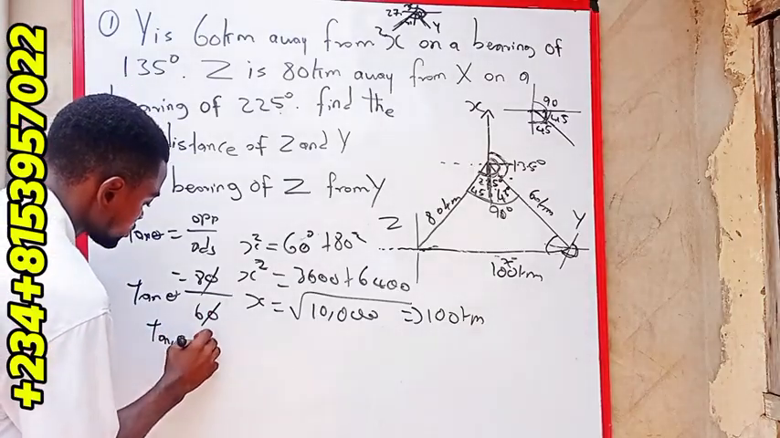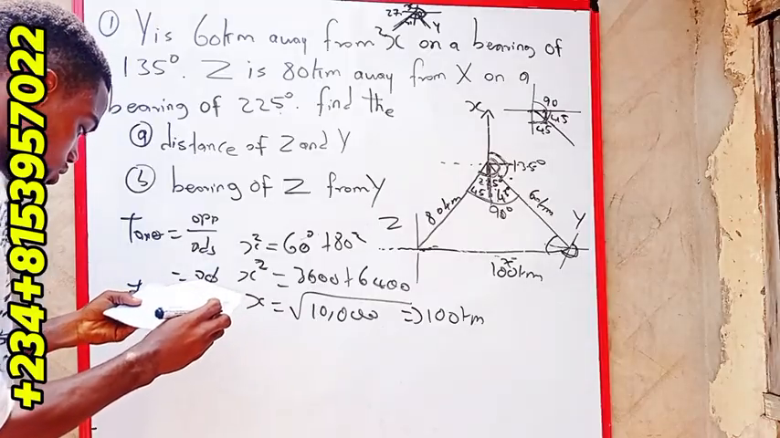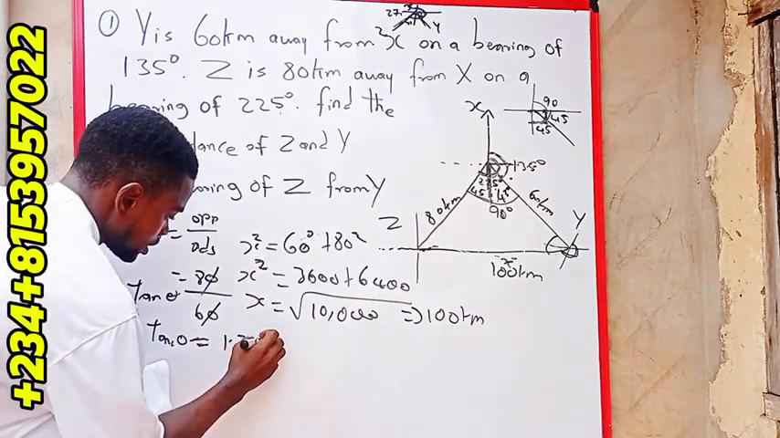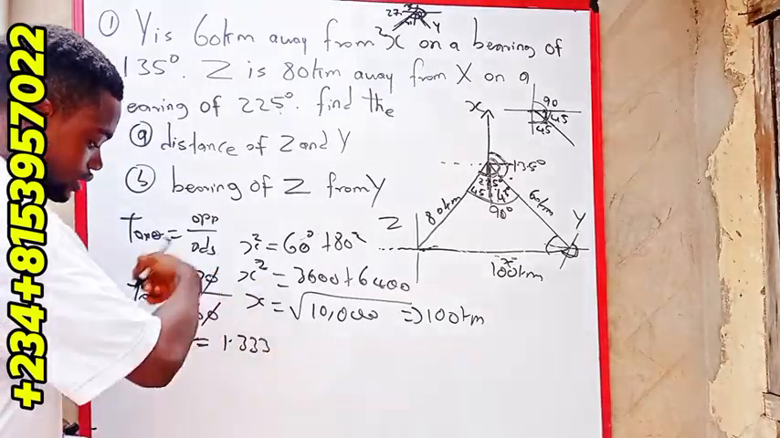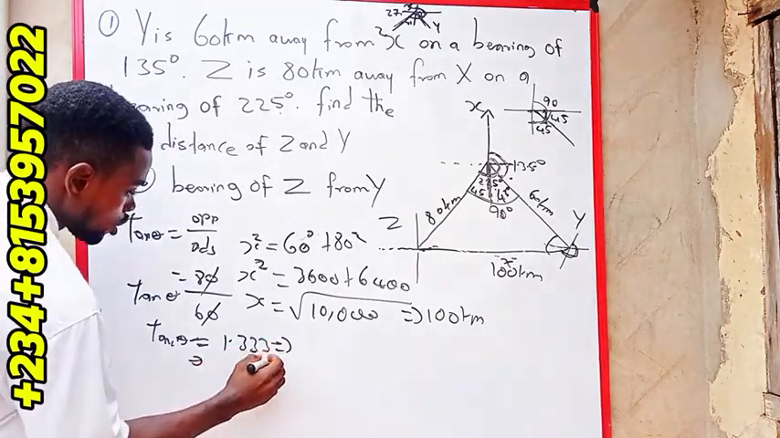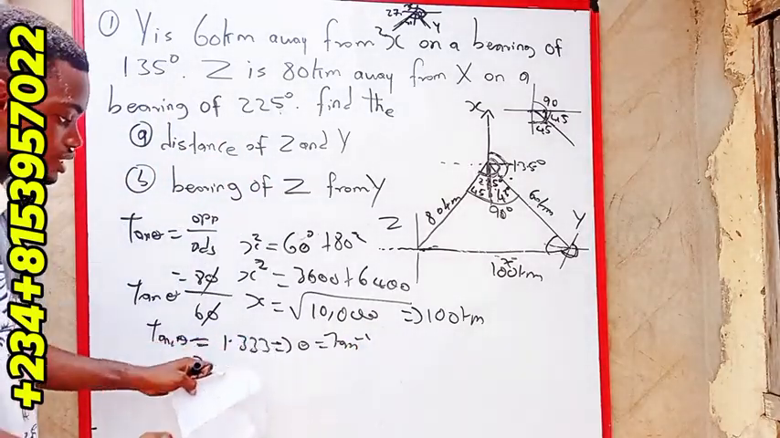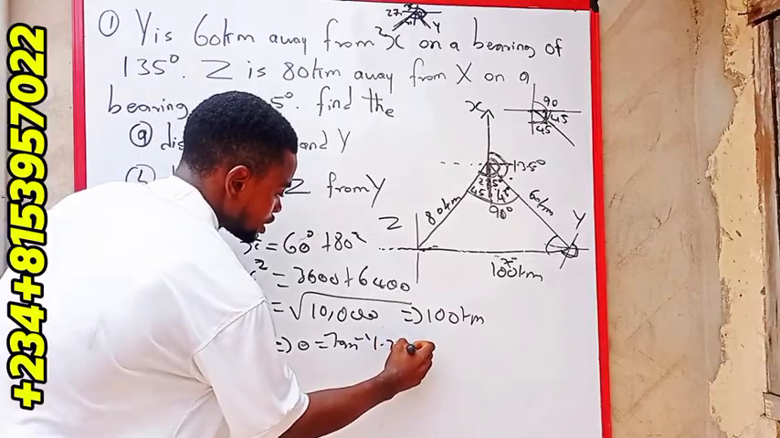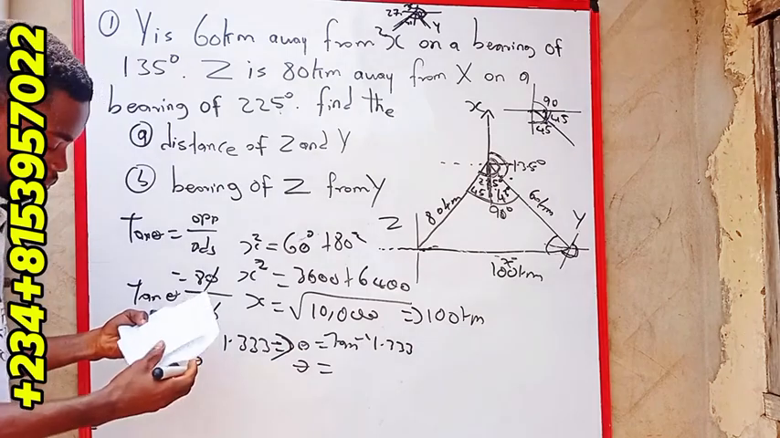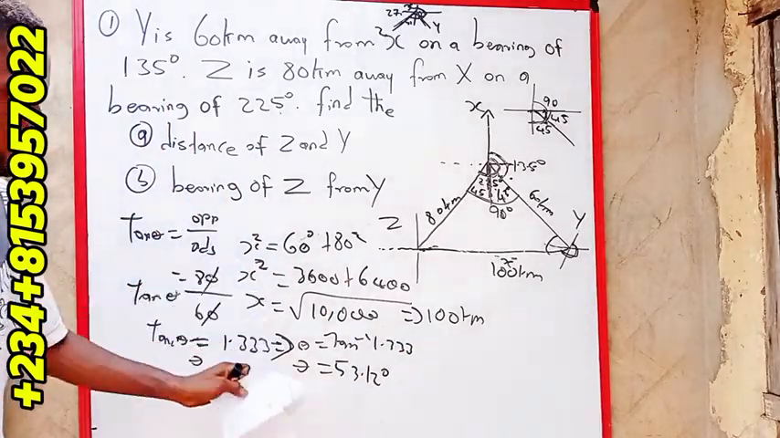Tan theta is equal to 8 over 6, which gives you 1.333. Now you're not looking for tan, you're looking for only theta. Hence, theta now becomes tan inverse of 1.333. Theta is going to become 53.12. Finish.